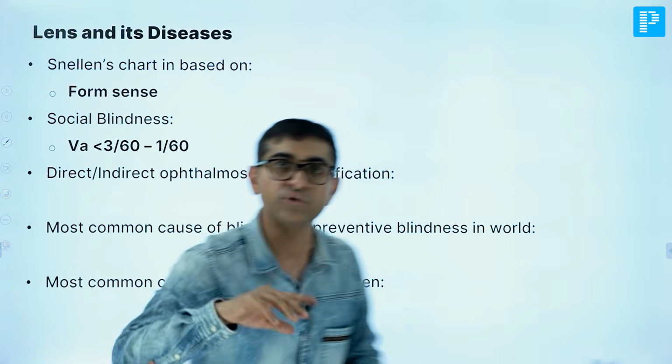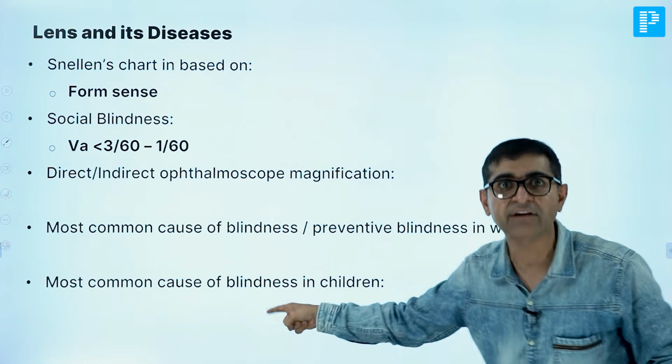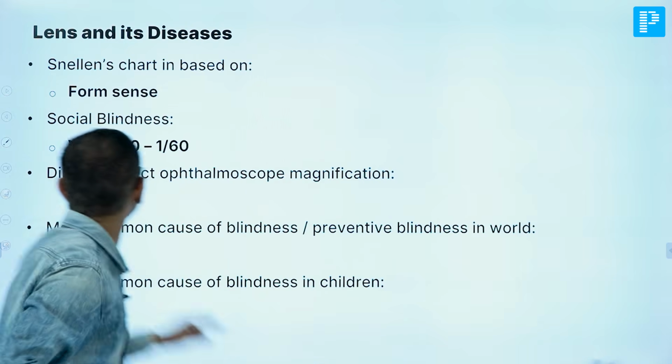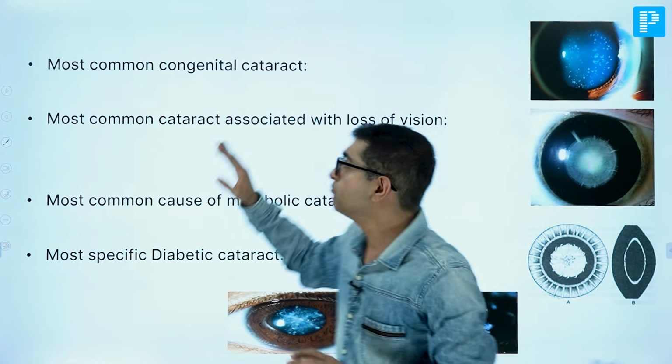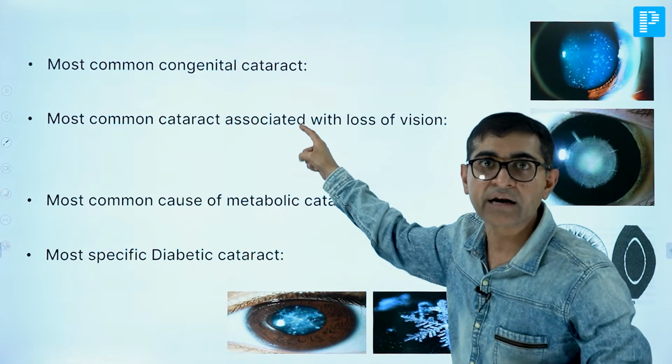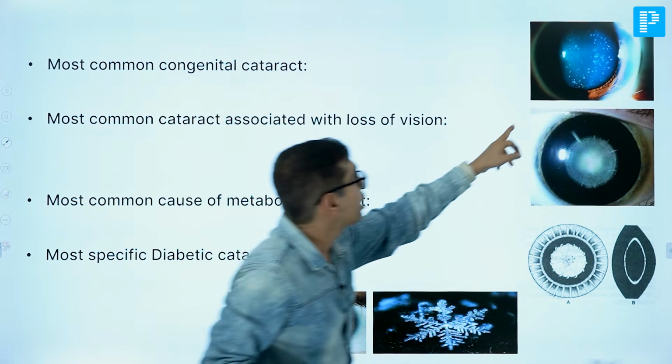But if I may ask you, which is the most common cause of blindness in children, that will be vitamin A deficiency. Yes, let's move on. Vitamin A deficiency. Okay. All right. Now, next, which is the most common congenital cataract? Most common congenital cataract is your blue dot cataract.